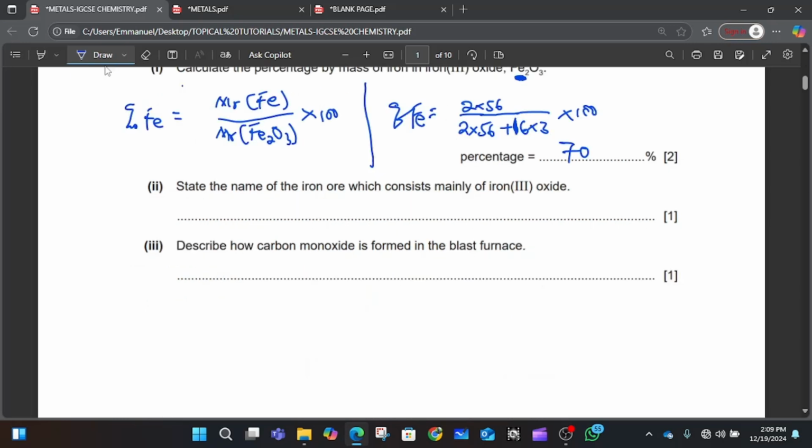II. State the name of the iron ore which consists mainly of iron 3 oxide. So we said this is hematite. Hematite is the ore of iron.